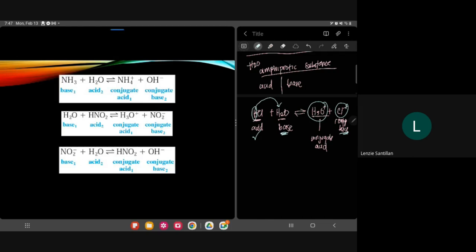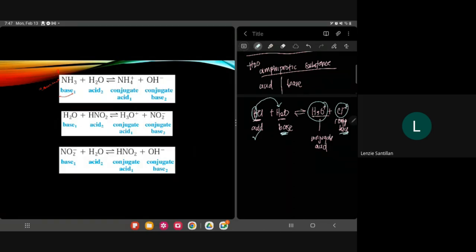Okay. So this one is ammonia. Another example. This one is your ammonia, NH3, which is a base, strong base. And dahil base siya, water will act as your acid. Okay? So sino yung magiging conjugate acid niya?